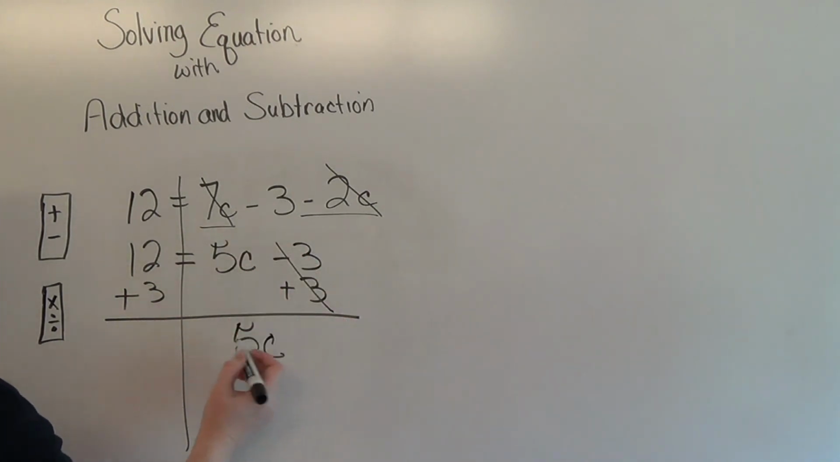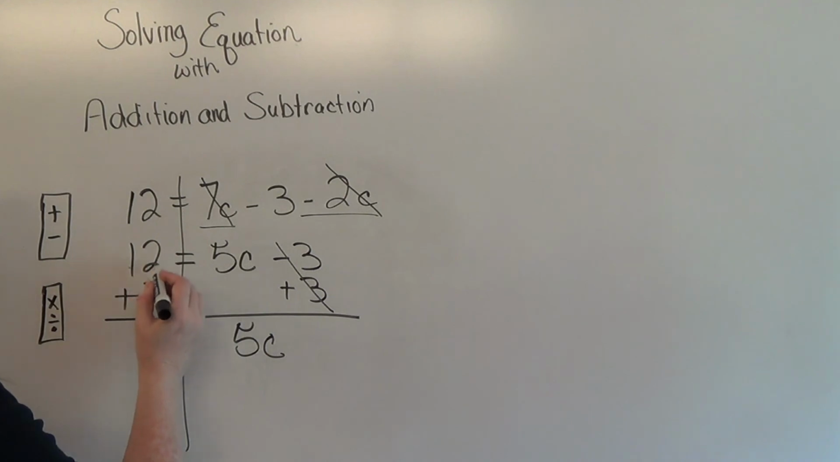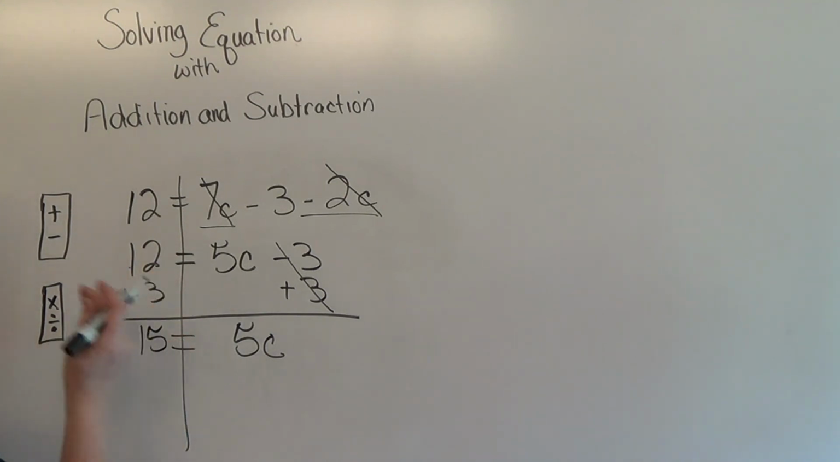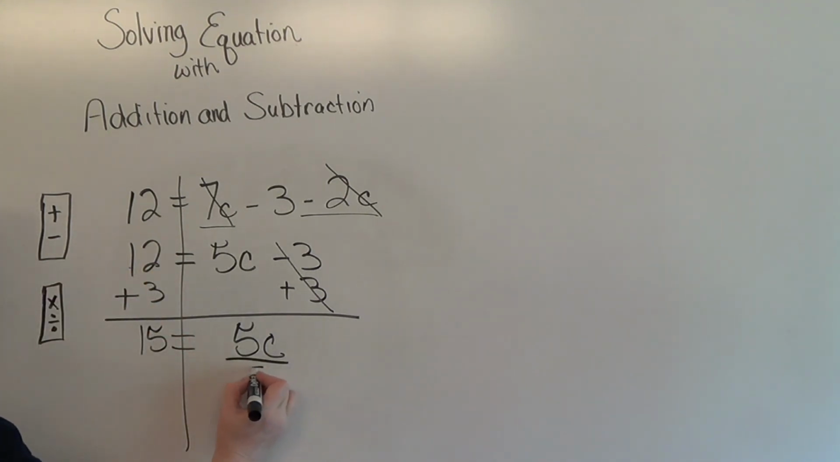Those cancel out. I'm going to drop down my 5c, and 12 plus 3 is 15. And then now I'm going to divide both sides by 5, and I get 3 equals c.